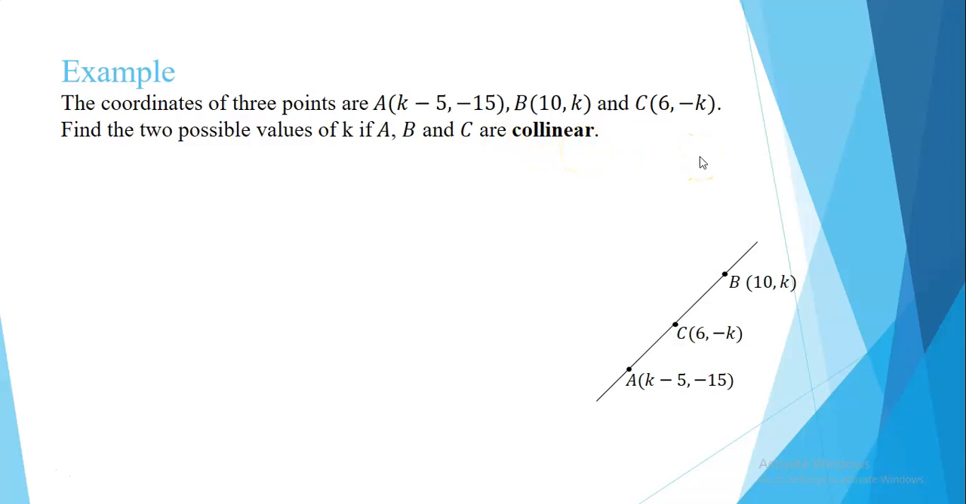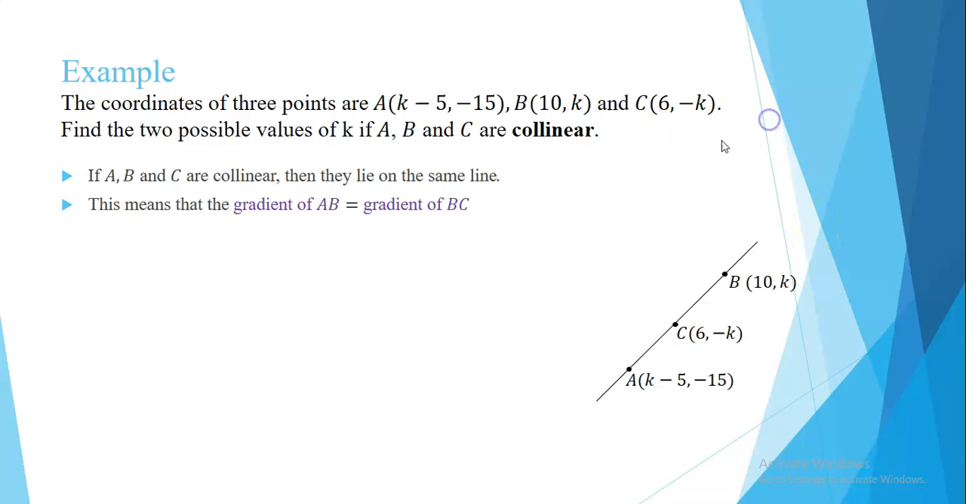So if A, B, and C are collinear, it just means that they lie on the same line. So if you have A, B, and C, just an illustration of this, all of these points lie on the same straight line. So what this implies is that the gradient of AB is the same as the gradient of BC. So all 3 points that are collinear have the same gradients between them. So this can help us to solve this question or find the values of k.